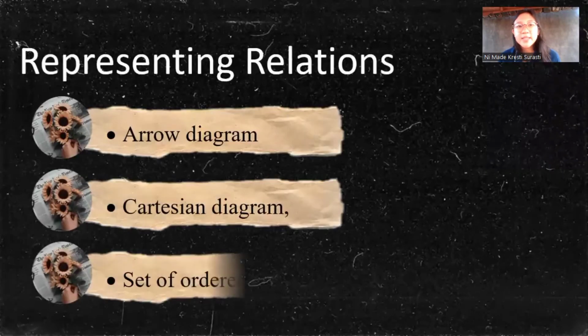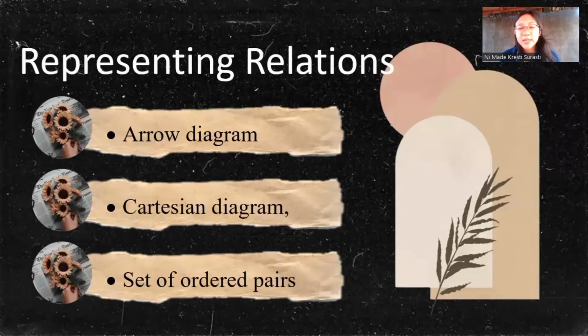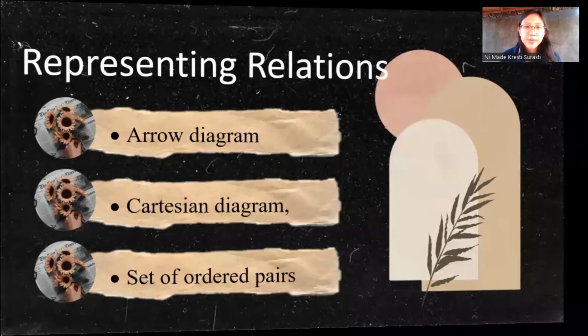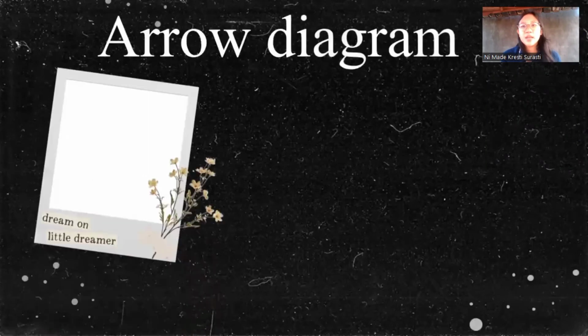Okay, next is representing relation. There are three ways to represent a relation. The first is arrow diagram, the second is Cartesian diagram, and the last is set of ordered pairs. First, we're going to discuss the arrow diagram.